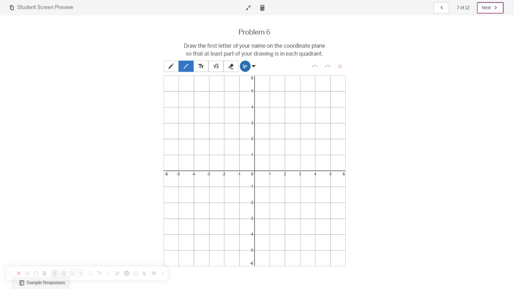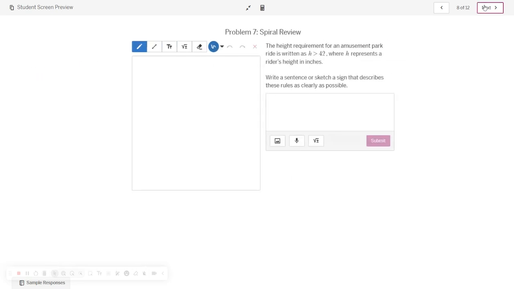And then it says everybody's going to have their unique initial. If I go with a block letter, my first initial is a C. And so I look like that. And then do I need to label it? Nope. Going on to the next one.